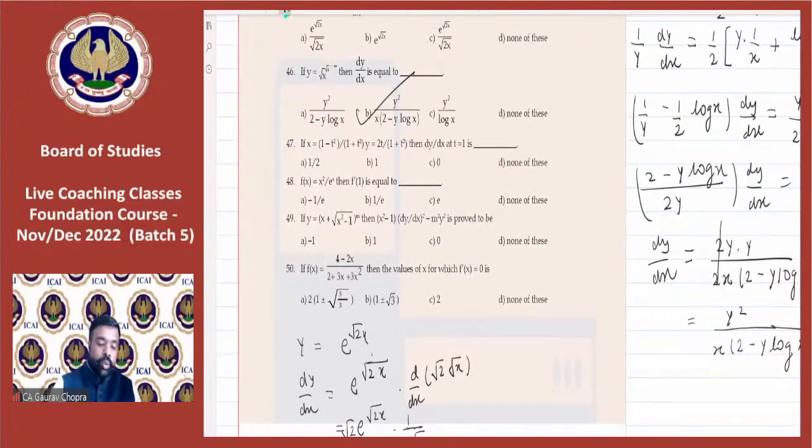So this root 2 can be cancelled with this. So what is left? e to the power of root 2x divided by root of 2x. This is the final answer. Okay.